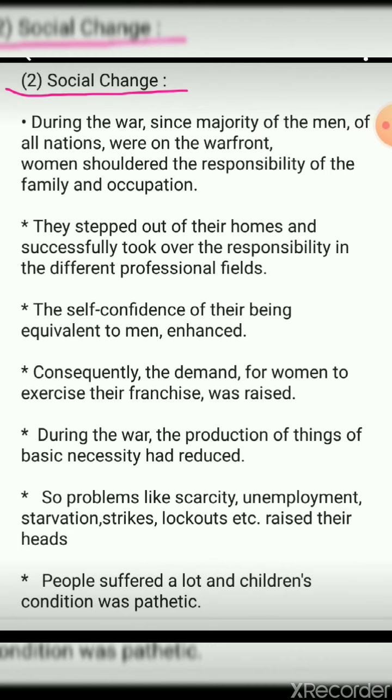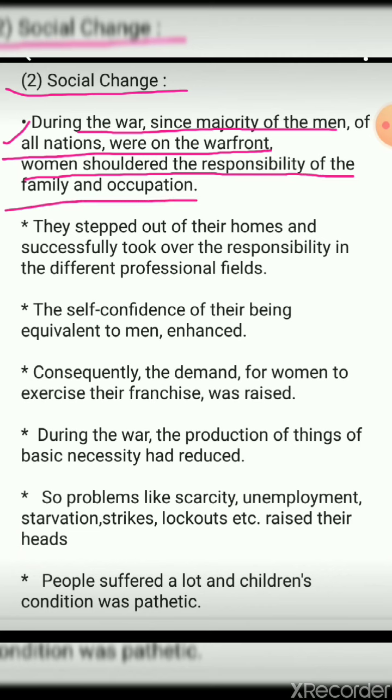And now over here, what change are we going to see? It's not a positive change, it's a negative change after the war. Which war? That is the First World War. First point: during the war, since the majority of men of all the nations were on the war front, women shouldered the responsibility of the family and occupation.